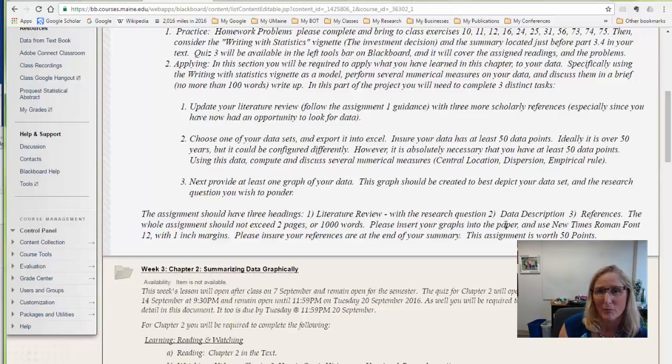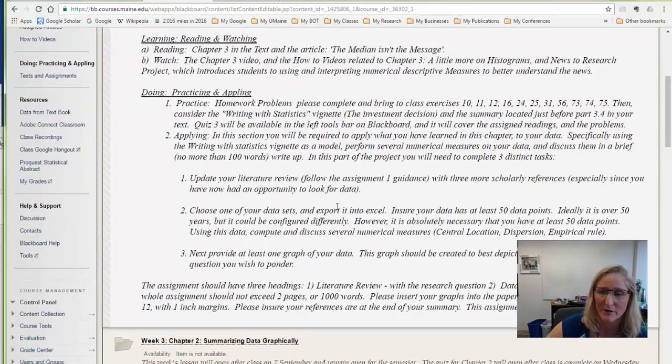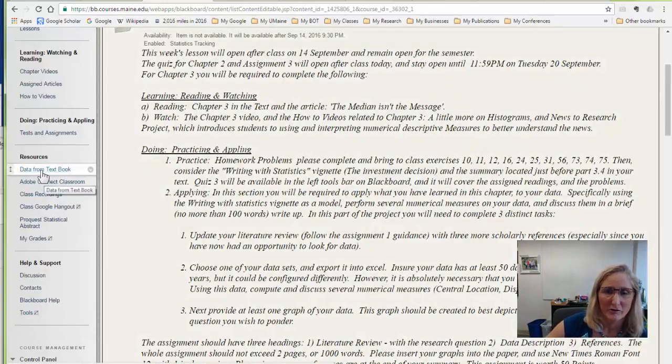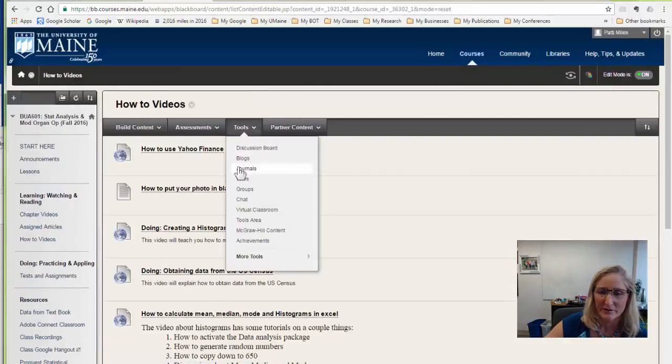So I hope this is helpful, and I hope that you understand better how to use the Blackboard page, which is really what I was talking about. But I want to kind of change gears here and make sure you understand that all of this is described here on the content page for the chapter, and then over here, the data from the textbook is all going to go here. The tests and assignments are always going to be in here. The chapter videos here, assigned articles, the how-to videos here, so that when you click on any of these, you'll be able to see just a list of different videos.